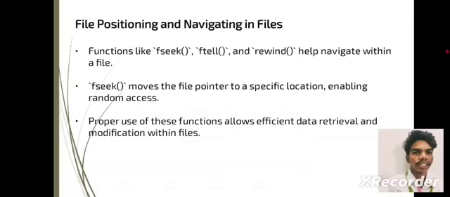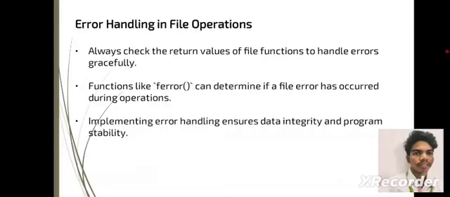File positioning and navigating in files. Functions like fseek, ftell and rewind help navigate within a file. fseek moves the file pointer to a specific location, enabling random access. Proper use of these functions allows efficient data retrieval and modification within files.